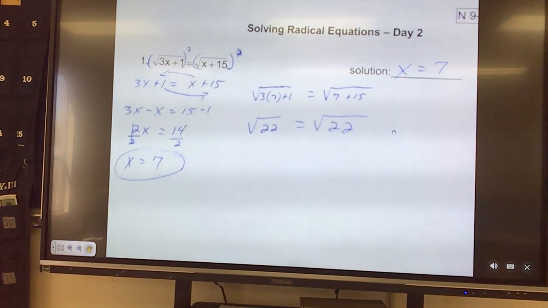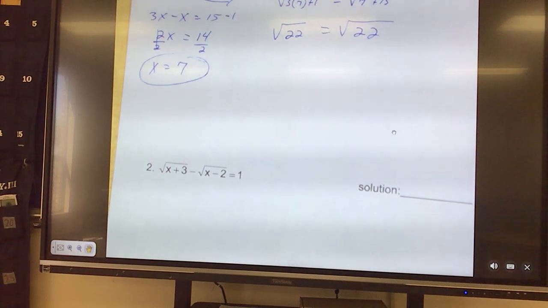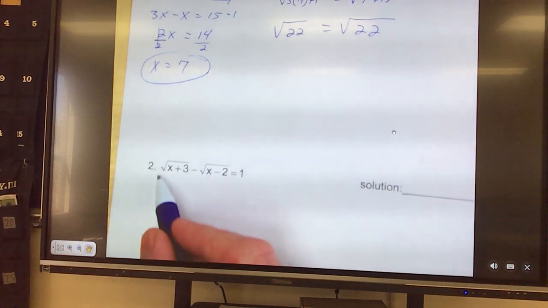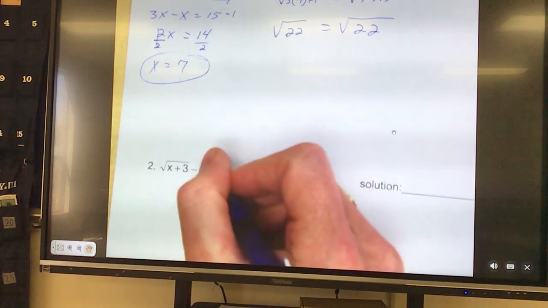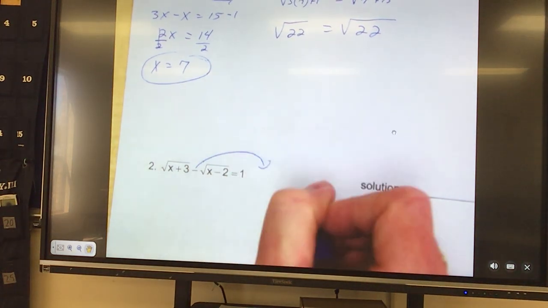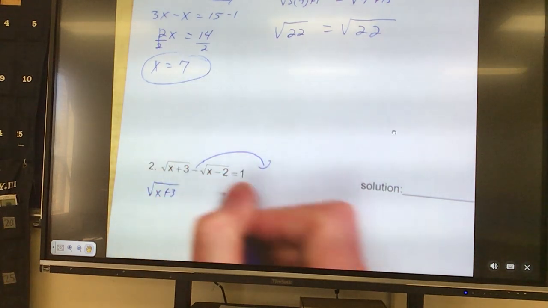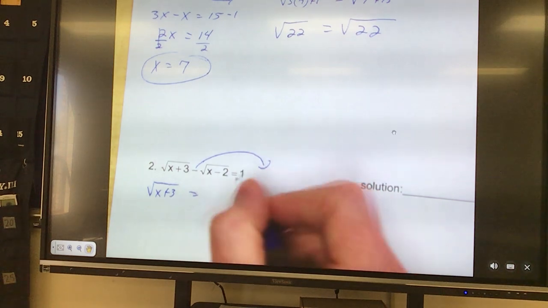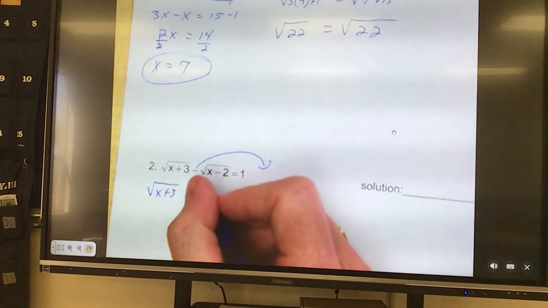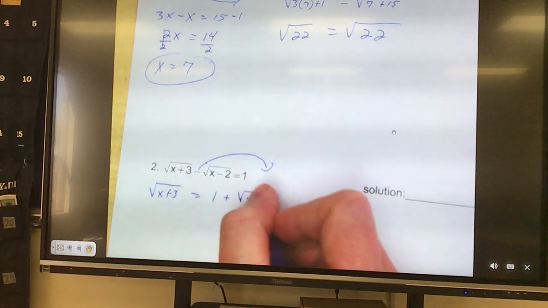Moving on to number 2. I can't have the radicals, meaning the square roots, on the same side, so I have to move this one across, so a minus becomes a plus. So I have square root of x plus 3 equals 1, which is already over there. Move that across, it becomes a plus square root of x minus 2.